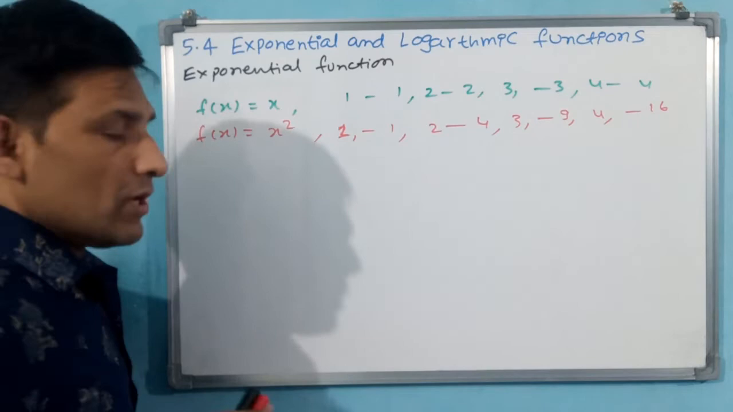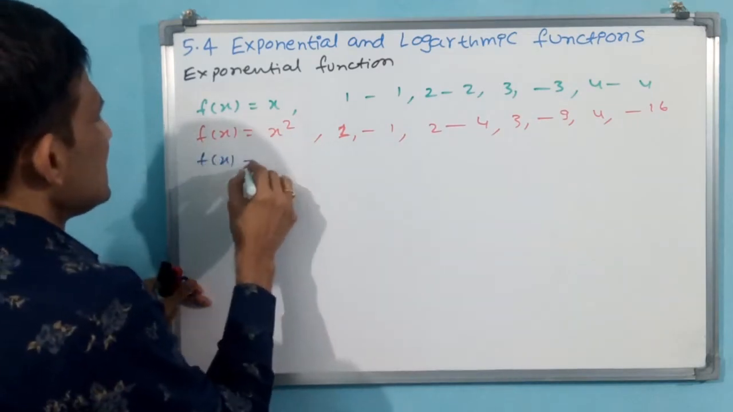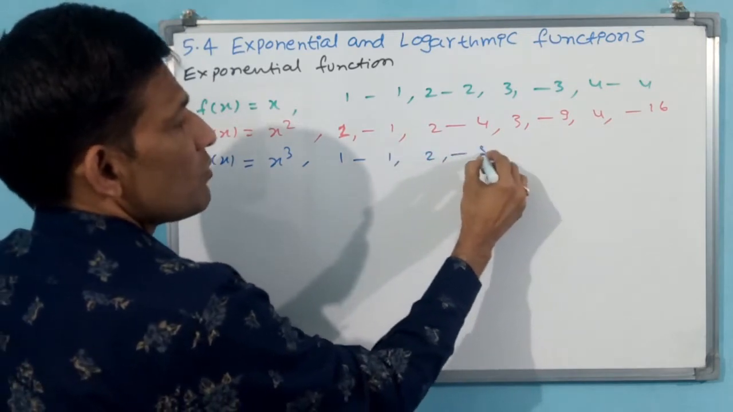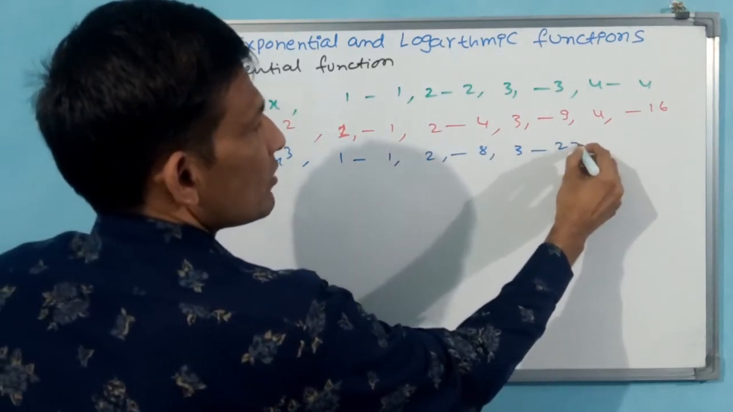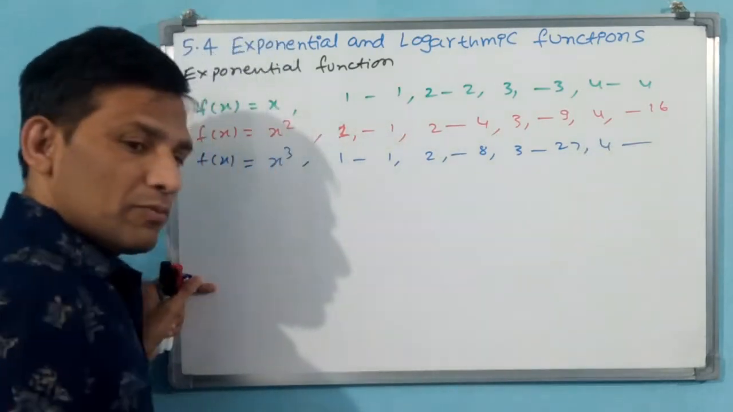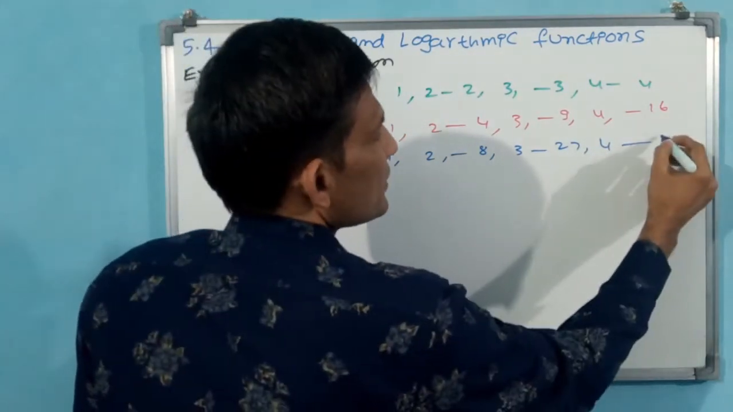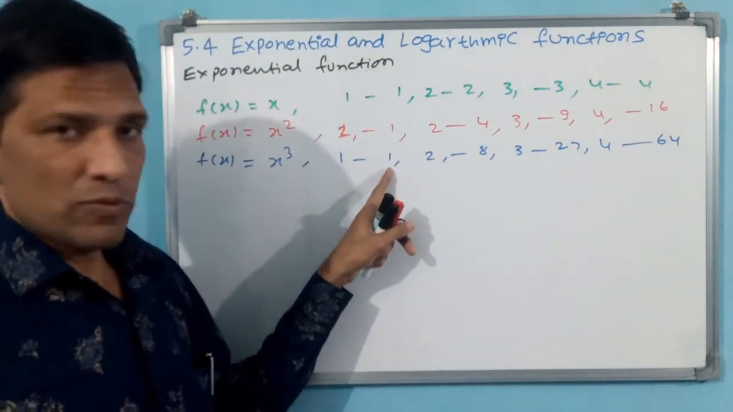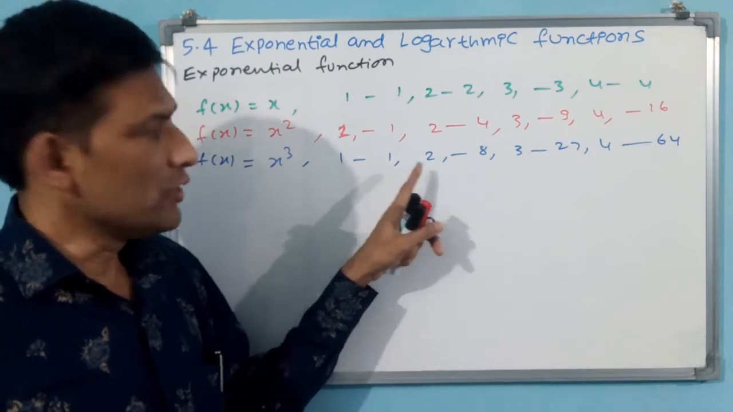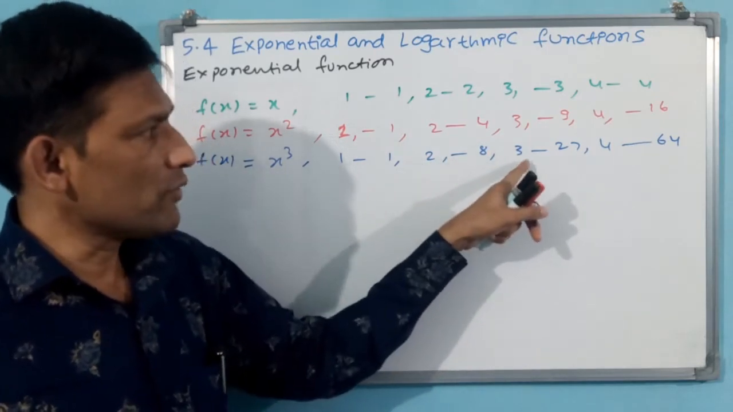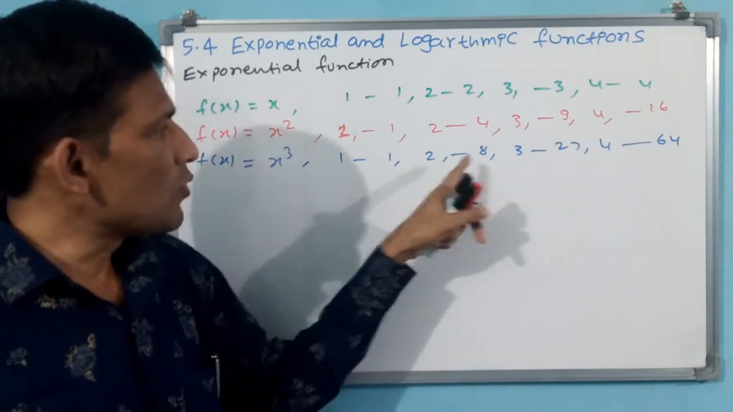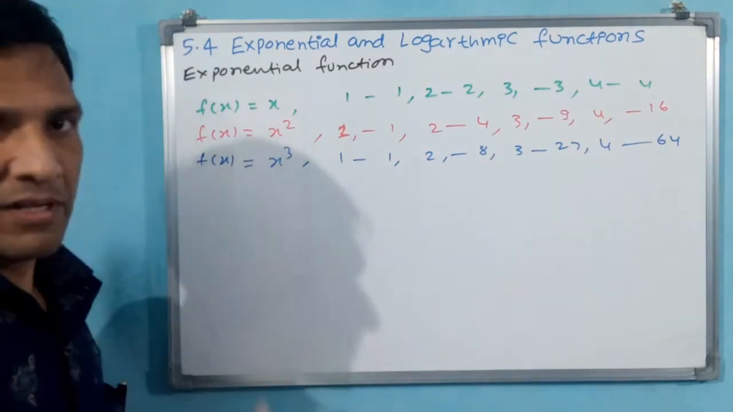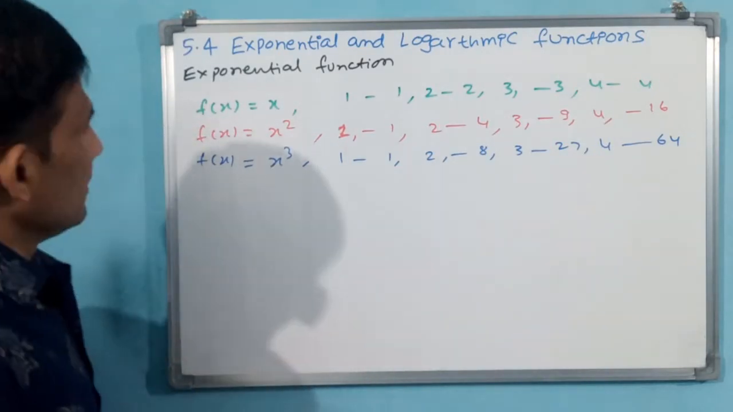What if x cube? f of x is equal to x cube. 1 gives 1, 2 gives 2 cube, 8, 3 gives 3 cube, 27, 4 gives 4 cube, 64. 4 4s are 16, 4 16s are 64. You see here how the output has increased. Input you have given 1, 1 has come. Input 2, 8 has come. Input 3, 27 has come. Output, you see how it is increasing: 1, 8, 27, 64. Tremendously it is increasing, with large bases.